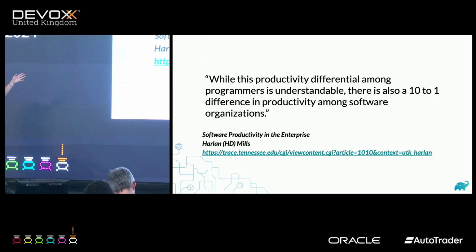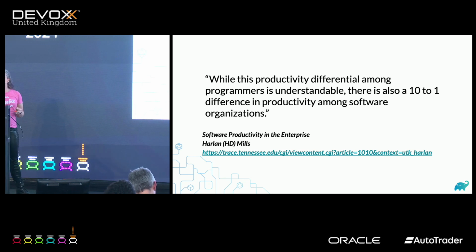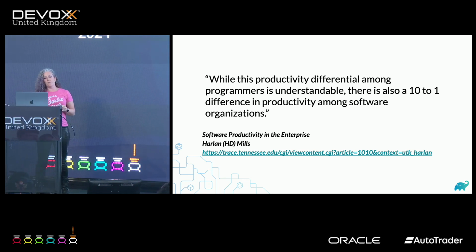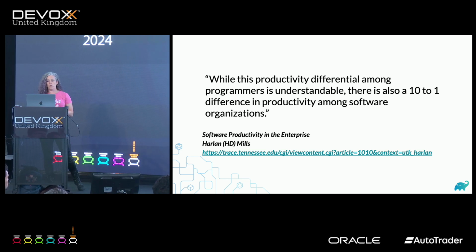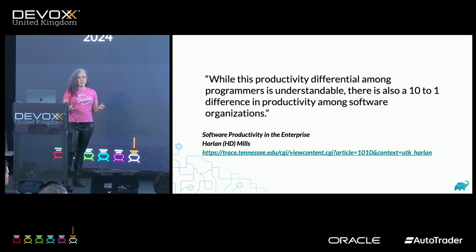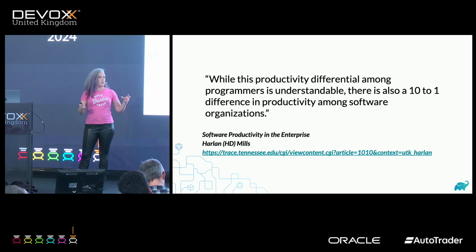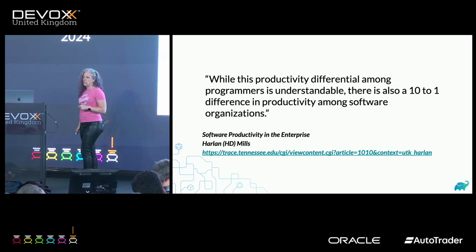And there was another study done around about the same sort of time, and the conclusion there was, while this productivity differential among programmers is understandable, this 10x engineering, there's also a 10-to-1 difference in productivity among software organizations. So again, another study finding it's the organizations which enable us to be productive, not necessarily the individual engineers.